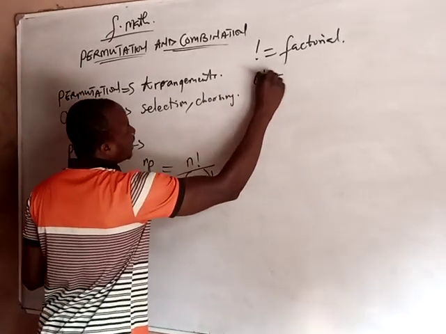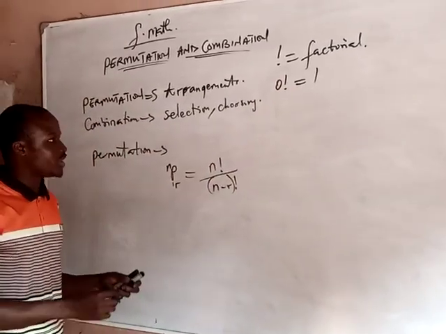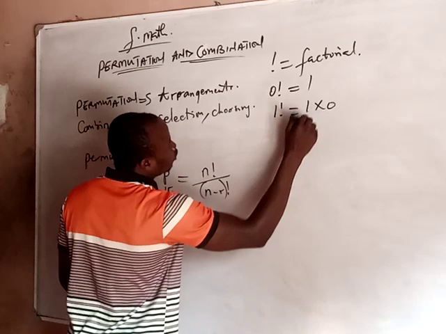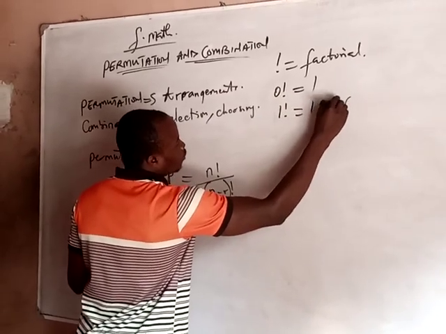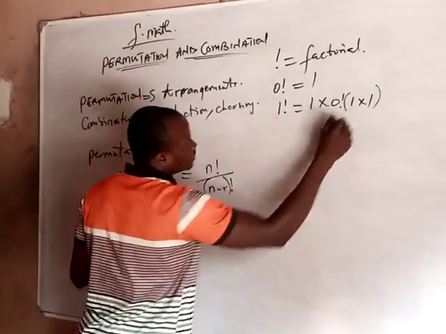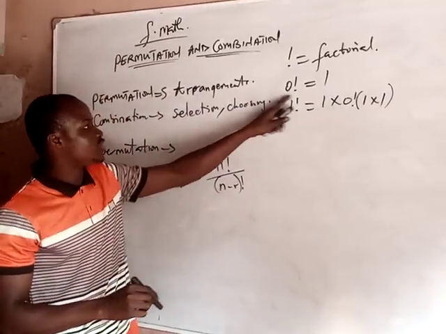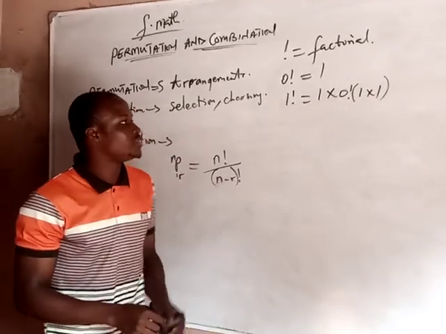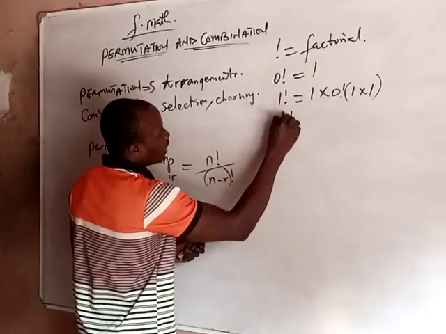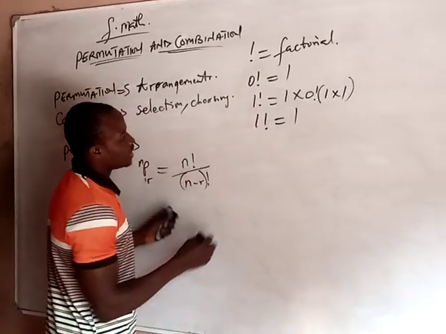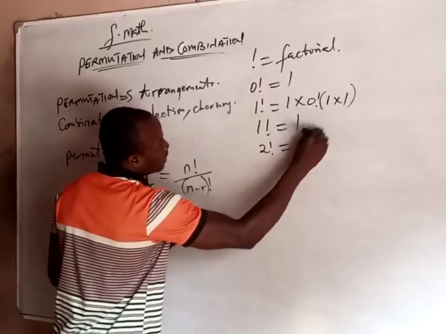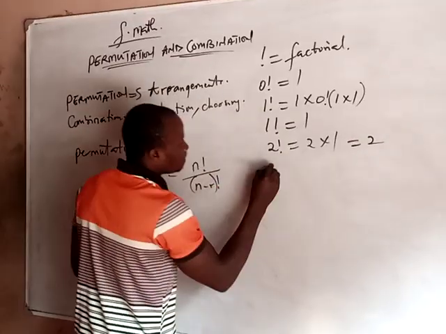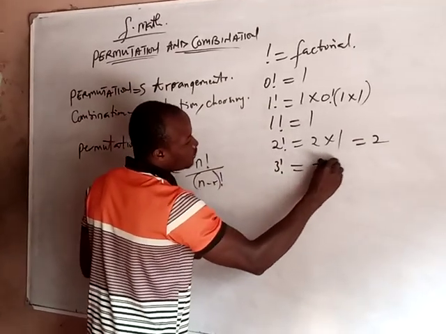0 factorial is 1. And 1 factorial is 1 times 0 factorial, which is 1 times 1. If 0 factorial is 1, then 1 times 0 factorial is 1 times 1, right? So 1 factorial is 1. Don't forget that. 2 factorial is 2 times 1. You are multiplying backward, which is 2. 3 factorial is 3 times 2 times 1.